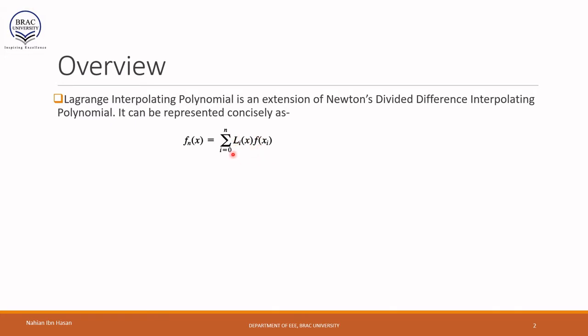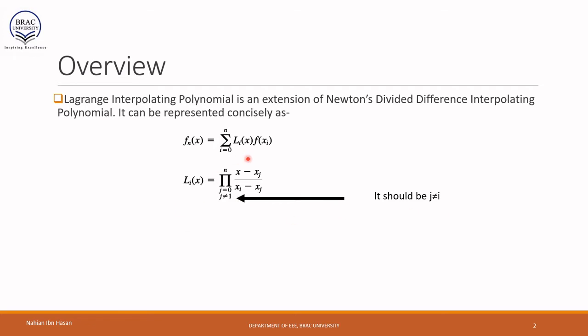So what are these Li terms? These Li terms can be denoted something like this. Li of x is the algebraic product of these terms. That means we determine all of these terms, where in the numerator we have x minus xj, and in the denominator we have xi minus xj, and we go through all the variables from j equal to 0 to n. We have to be careful about this condition: it should be j not equal to i.